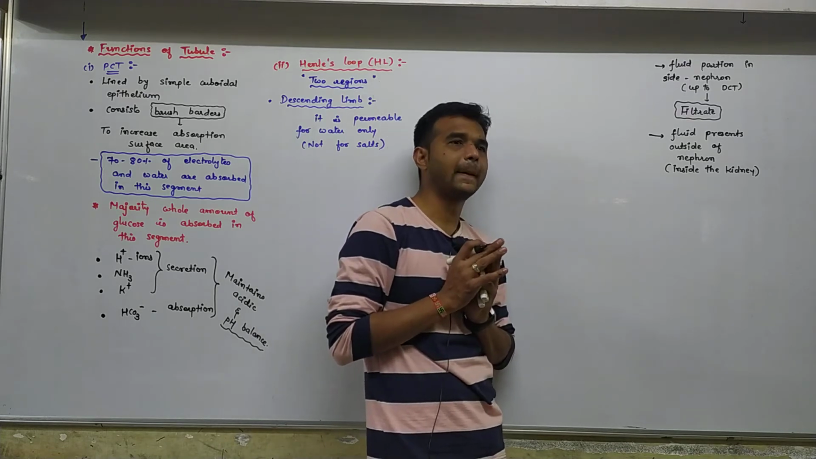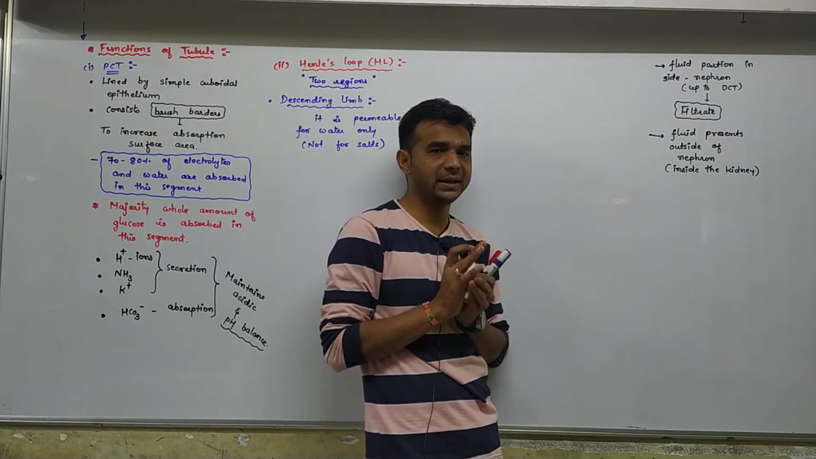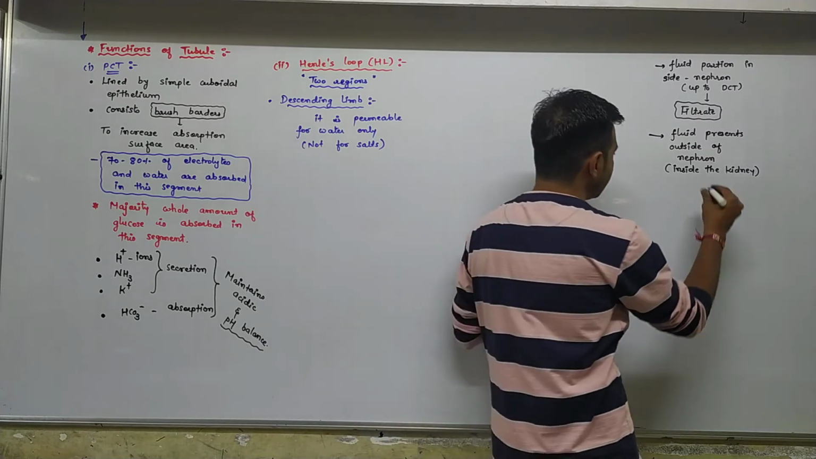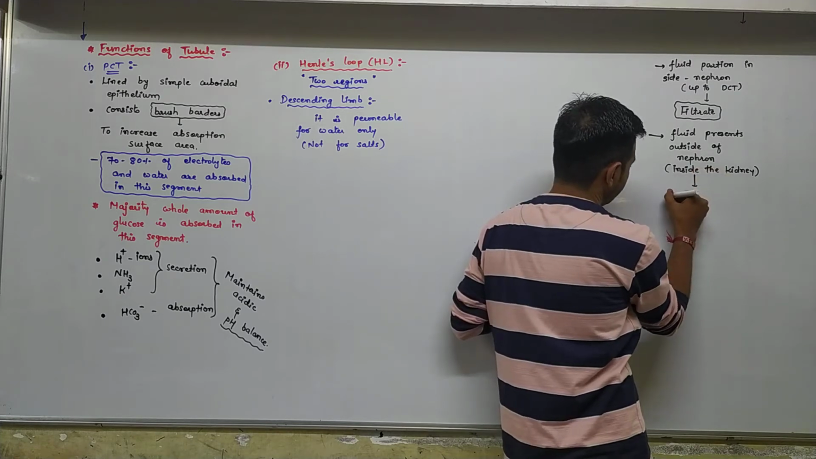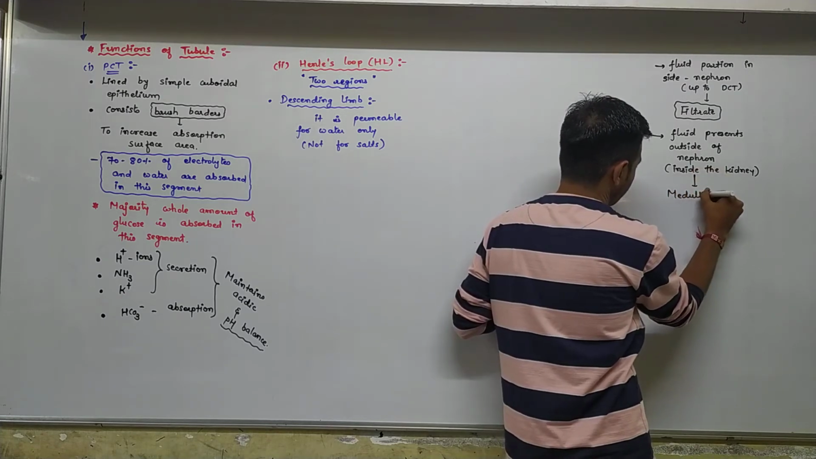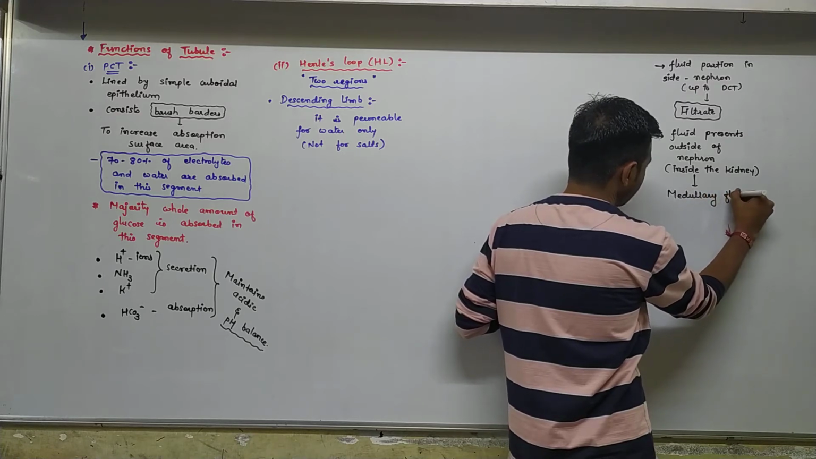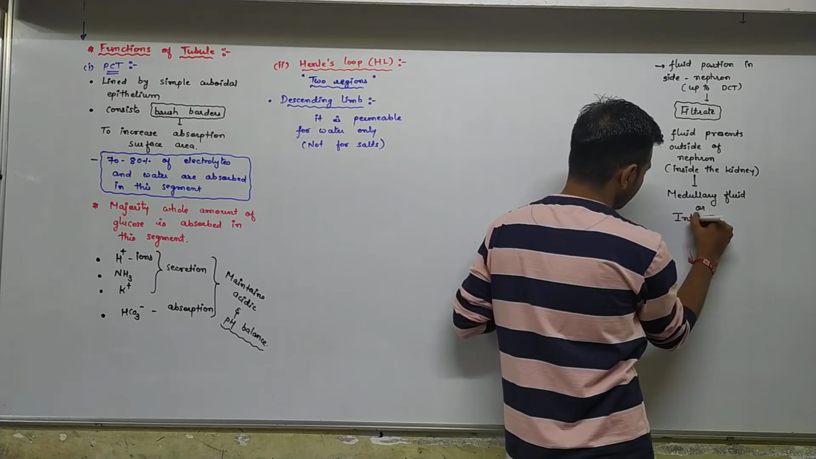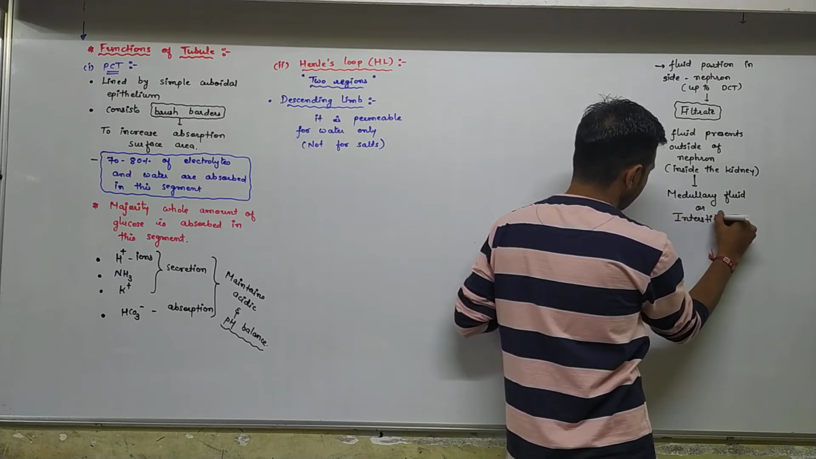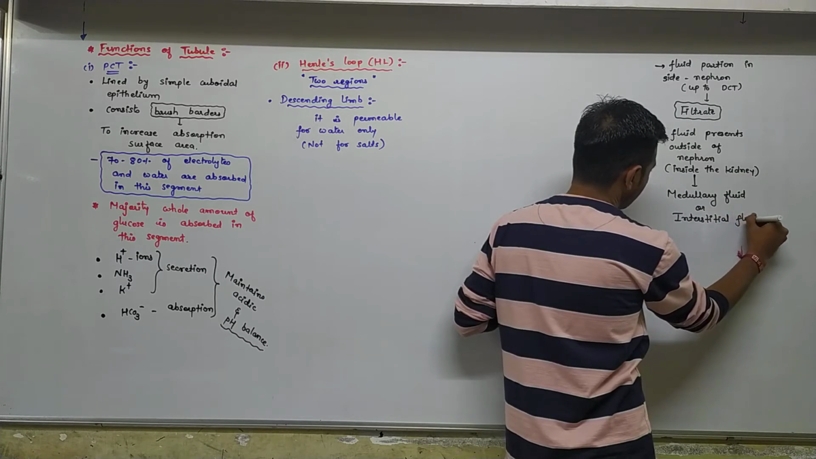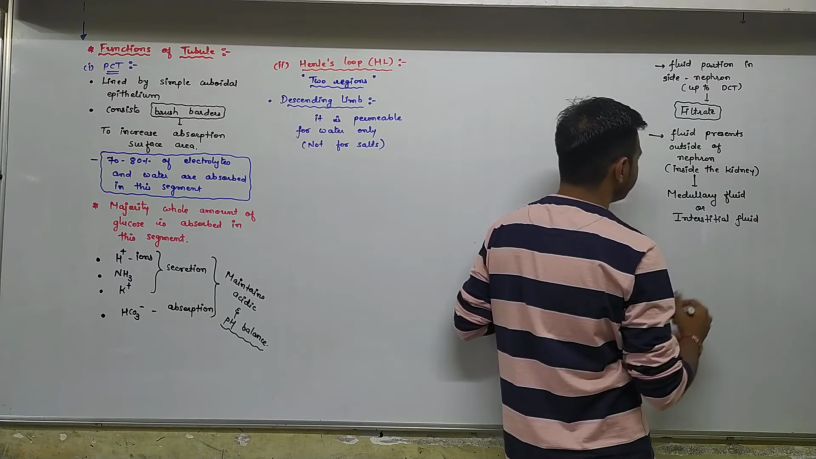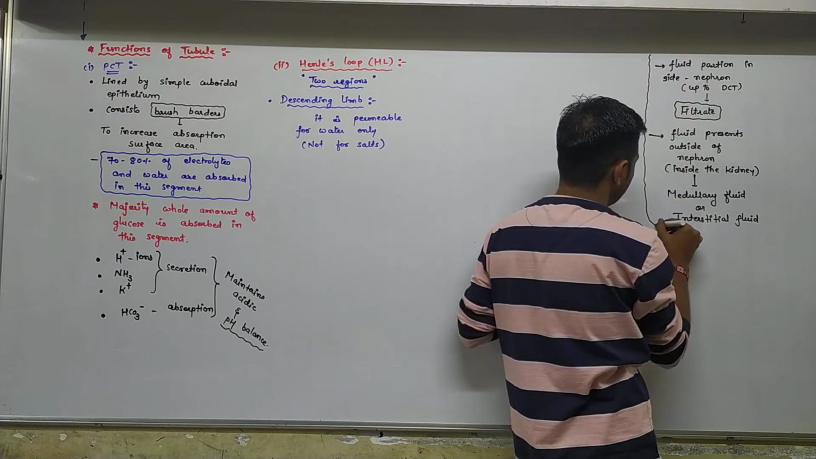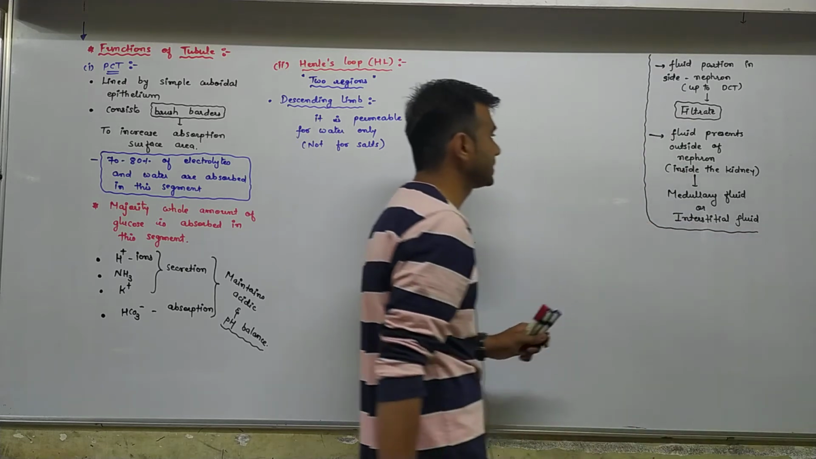So you know that nephrons are situated in the medullary region in the pyramids. So that fluid is known as medullary fluid or interstitial fluid. Fine. So keep these points in your mind, they are very important for understanding.